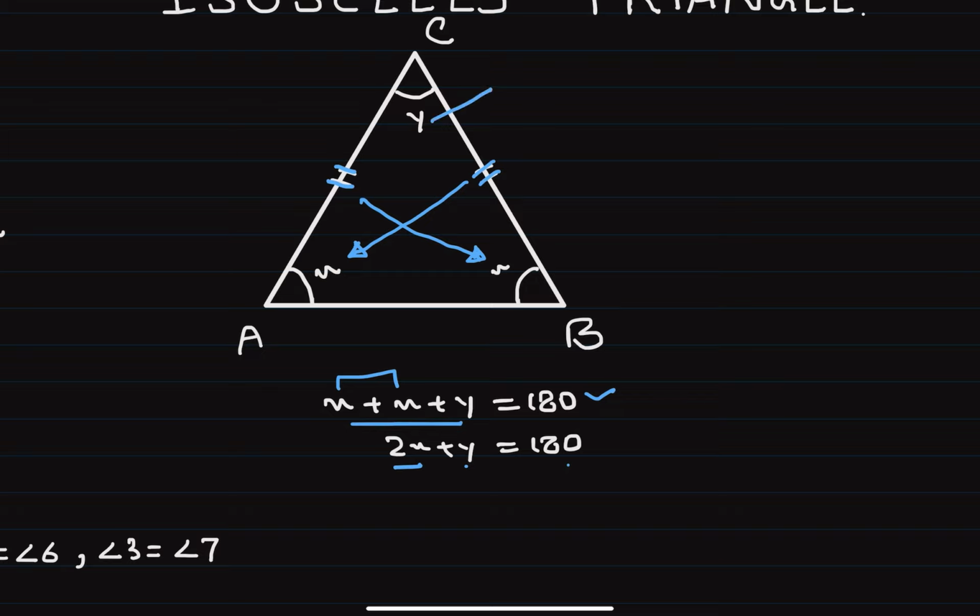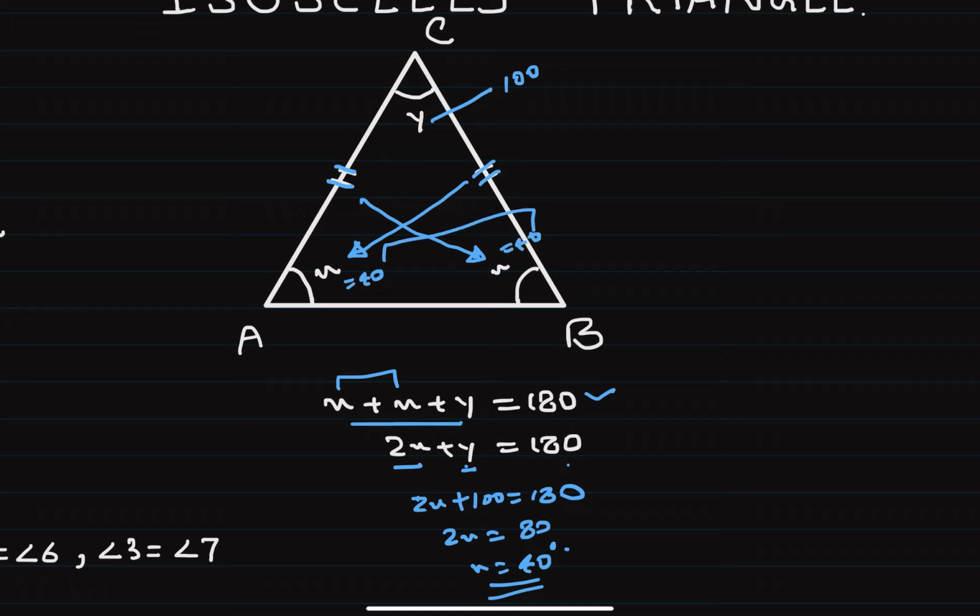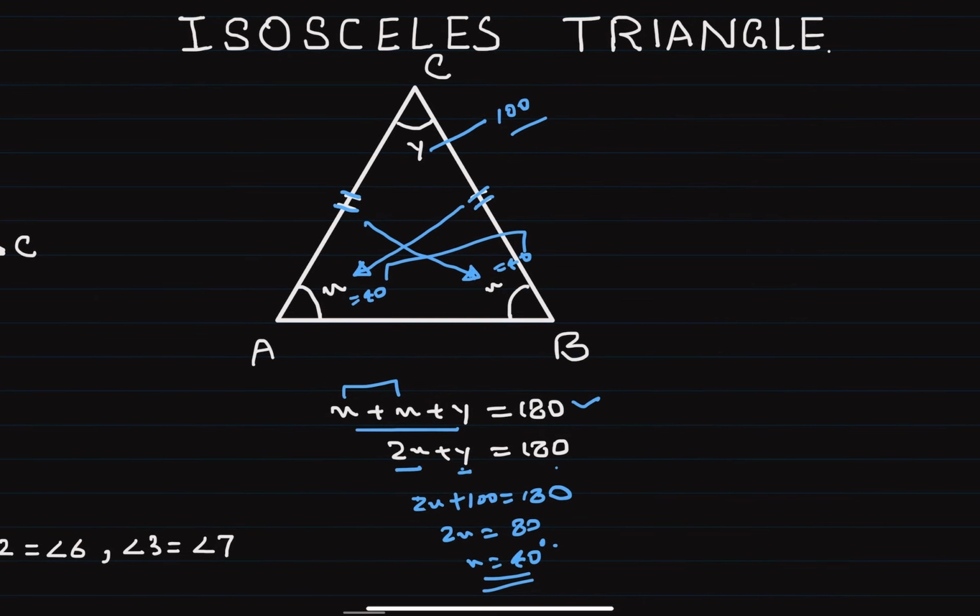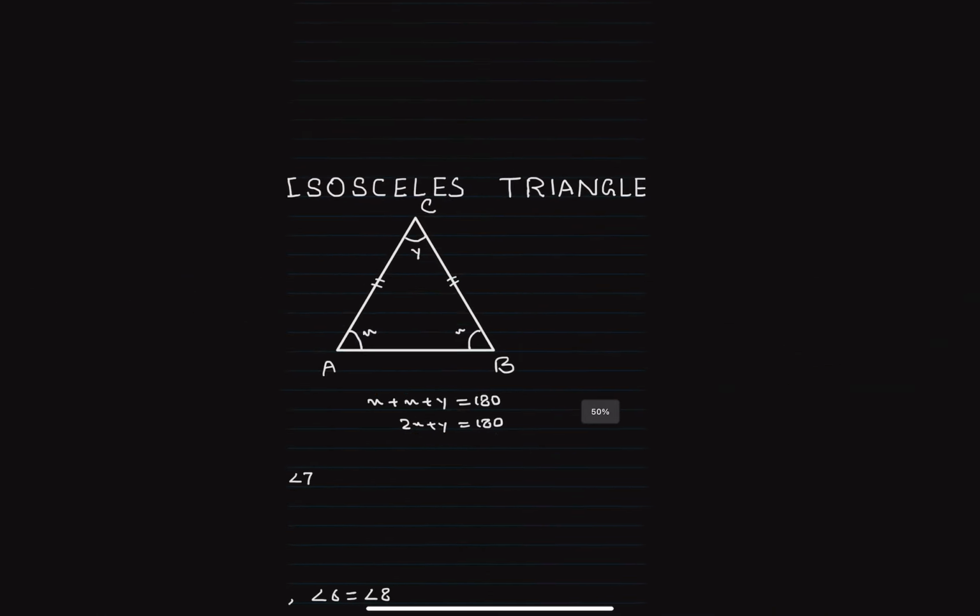Let's say if I know y is, let's say, 100, right? So this is 100, that means 2x plus 100 equals 180. That means 2x equals 80. That means x equals 40, right? Similarly, if I know this is 40, so this should be 40, and 40 plus 40 makes 80, and 180 minus 80 is 100. So you need to make sure that if you know any one angle in an isosceles triangle, you can find out the rest of the angles very easily. And this will often happen in this topic, right?